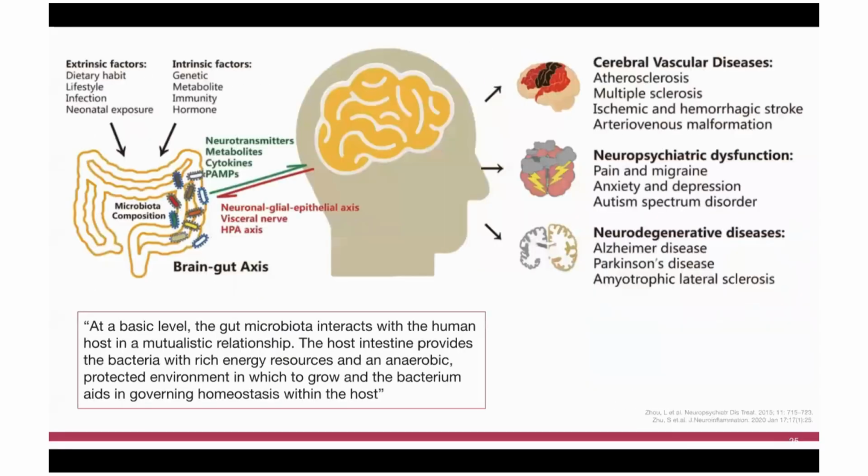I love this picture. I love this quote. At a basic level, the gut microbiota interacts with the human host in a mutualistic relationship. The host intestine provides the bacteria with rich energy resources and an anaerobic, meaning lacking oxygen, protected environment in which to grow, and the bacterium aids in governing homeostasis within the host. It is mutualistic and bidirectional. So take care of your gut microbiome, and your gut microbiome will take care of you. We want happy little bugs.